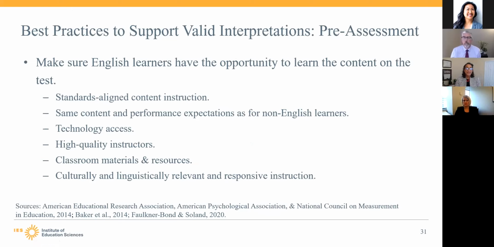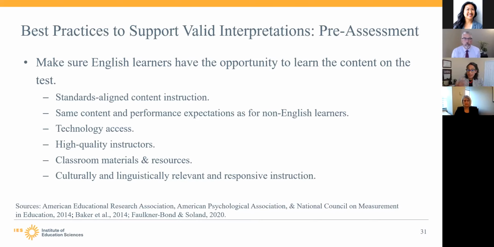The other thing I just have to say is make sure English learners have the opportunity to actually learn the content on the test. This goes back to the through line I'm trying to build here of making sure that English learners have access to the same educational opportunities as all students. So we want to make sure that English learners are also receiving standards-aligned content instruction, that if they're in fourth grade, they're learning the fourth grade math standards and ELA standards, not the third grade, or not 20% of the fourth grade standards, but the rest we're going to have to leave for another time.